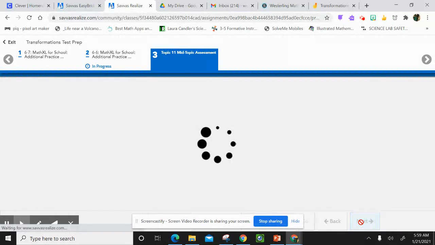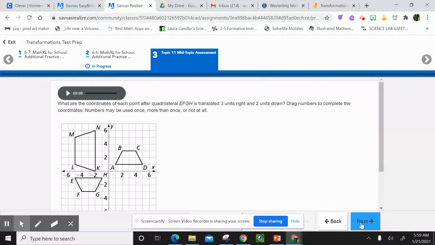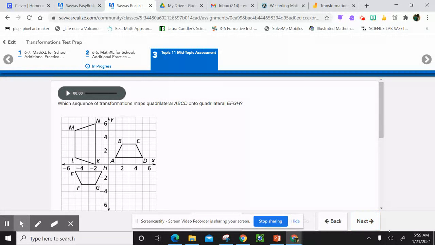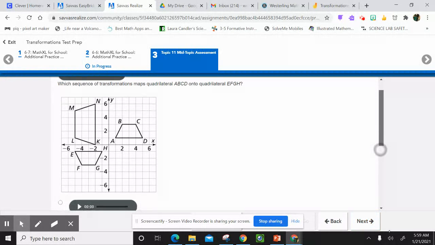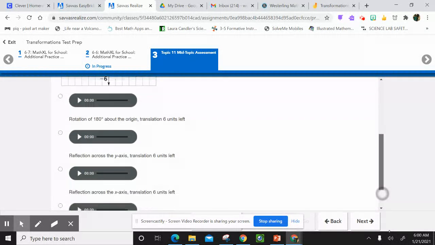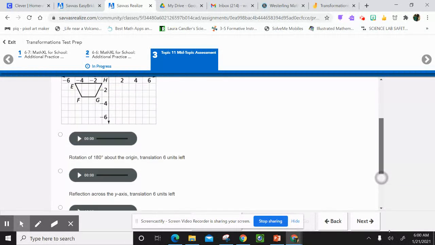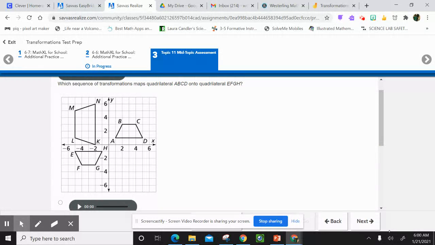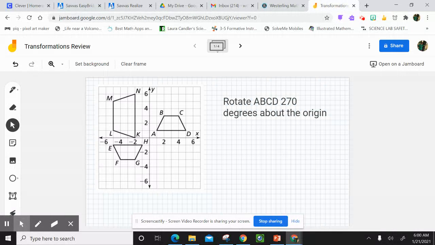So a rotation, you're going to have to do a translation. You're going to have to do a series of a rotation or a reflection and a translation. And you're going to have to identify what transformation is mapping one figure onto another. So let's go through these real quick. Okay, the first thing we had to do was rotate ABCD 270 degrees about the origin.